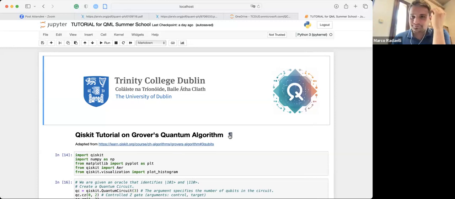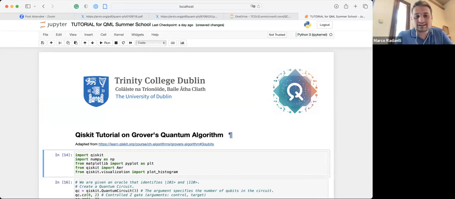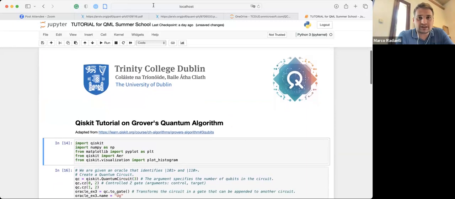Okay, so let's get started. There is a message in the chat. So Qiskit is only a simulation of a quantum computer? No, it's not only.